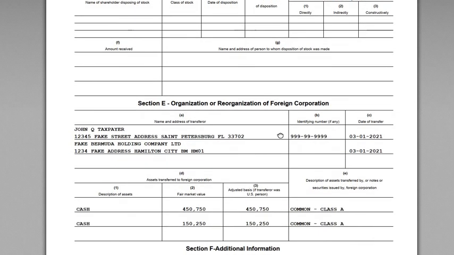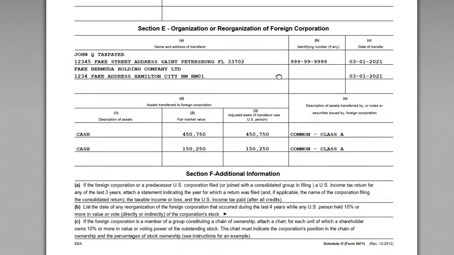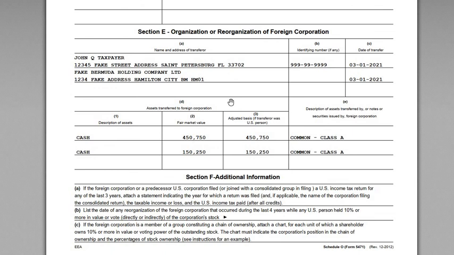Now, Section E, organization or reorg of the foreign corporation. Because this was an initial year for the corporation, right? It was organized in the current tax year. We should be completing Section E, right? So in Section E, what we've done here is we've laid out each shareholder that basically contributed capital to the company in exchange for stock as part of the organizational process, okay?